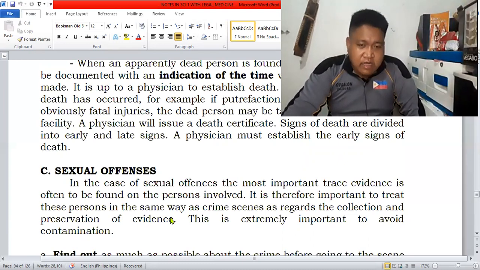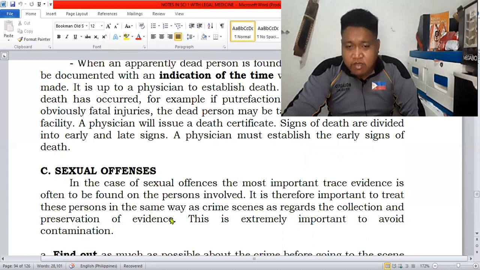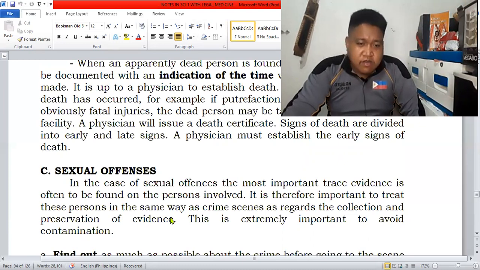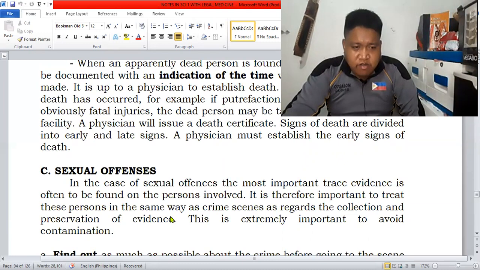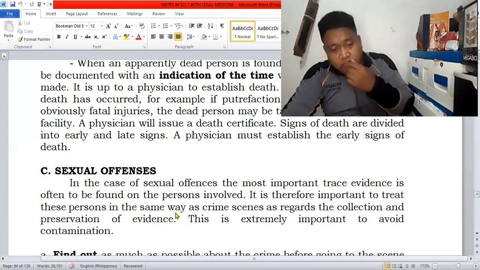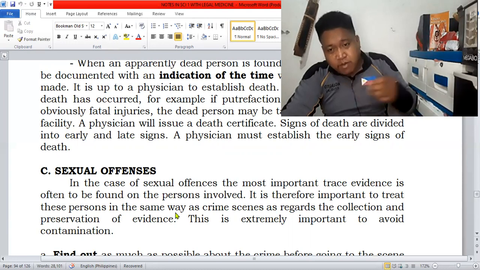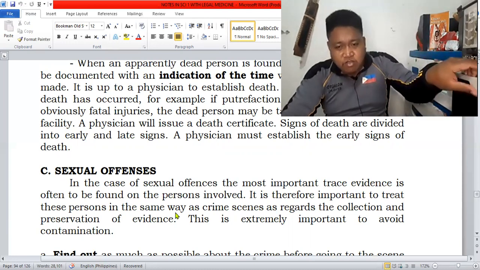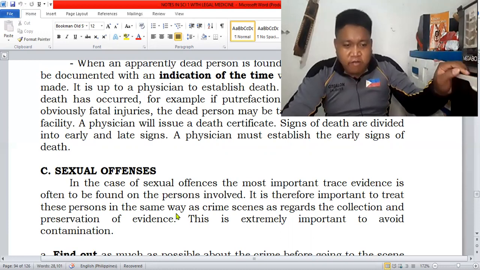Commonly, after several days, you may no longer be able to return to the original condition of the crime scene where the rape happened. So the crime scene becomes the persons involved. This is extremely important to avoid contamination. Therefore, you have to take care of these persons. Immediately thereafter, you let them undergo the proper processes like medical examination and so forth.